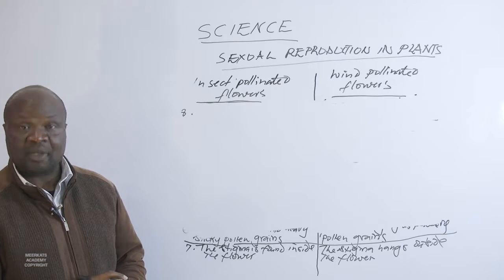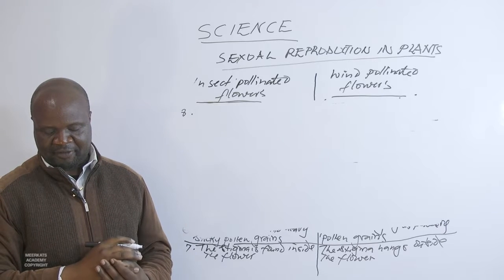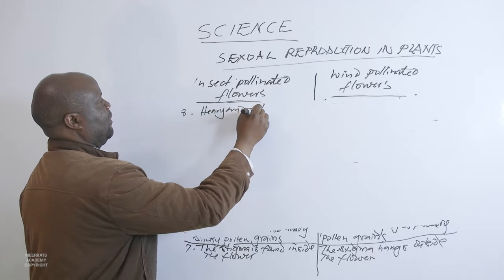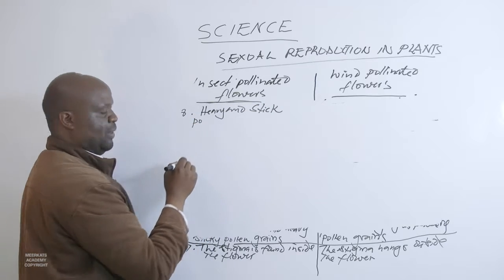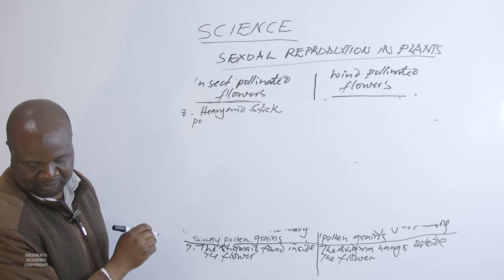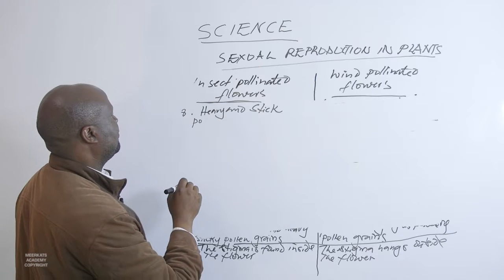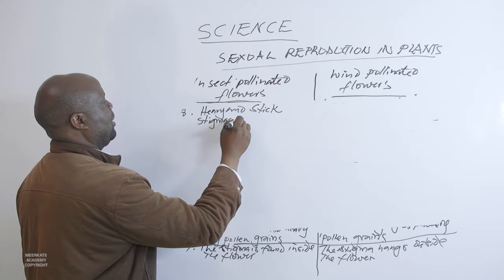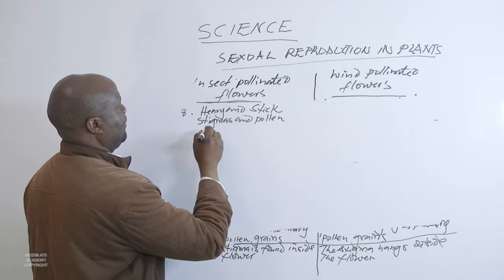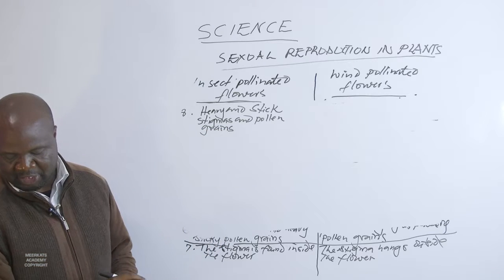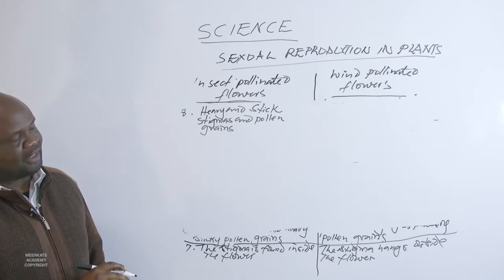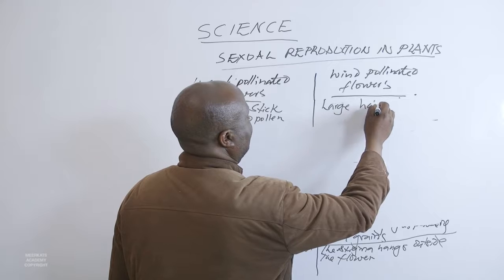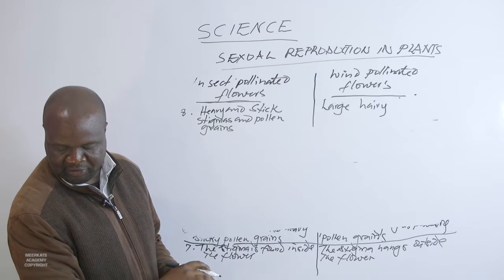The other characteristic here: the insect pollinated flowers have heavy and sticky stigmas and pollen grains, while on the other side, wind-pollinated flowers have large, hairy or feathery stigmas.